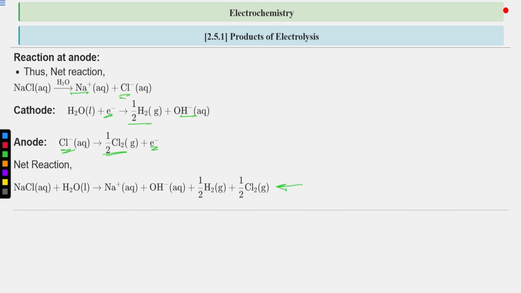So this will be the final net reaction on the basis of the standard electrode potentials of the reactions at the electrodes, and that will decide the net reaction. So this is how we can decide the products of electrolysis.